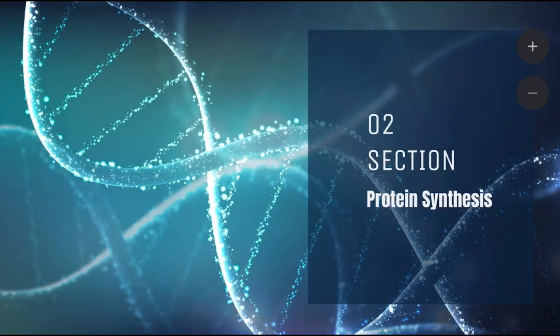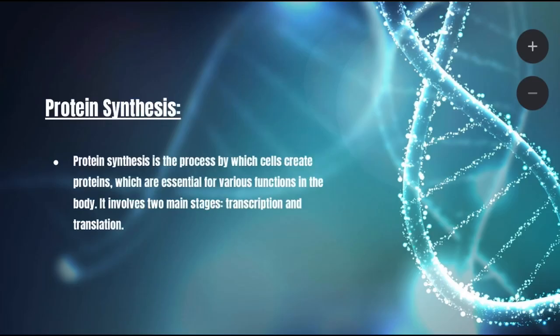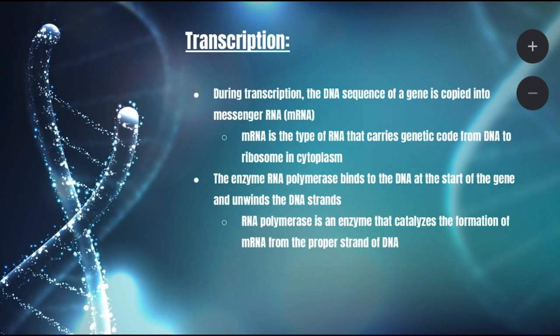Okay, so now let's dive into some protein synthesis. Protein synthesis is the process by which cells create proteins, which are essential for various functions in the body. It involves two main stages, transcription and translation. During transcription, the DNA sequence of genes is copied into messenger RNA, which is mRNA. mRNA is a type of RNA that carries genetic code from DNA to ribosomes in the cytoplasm.